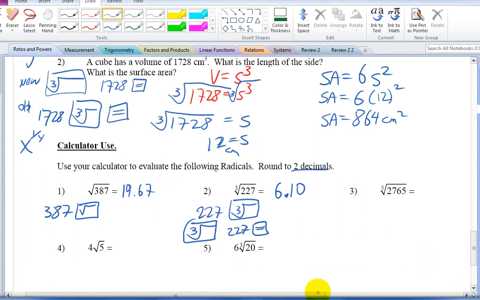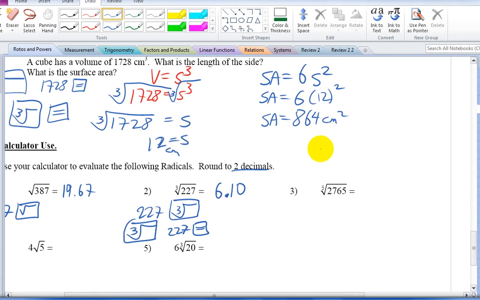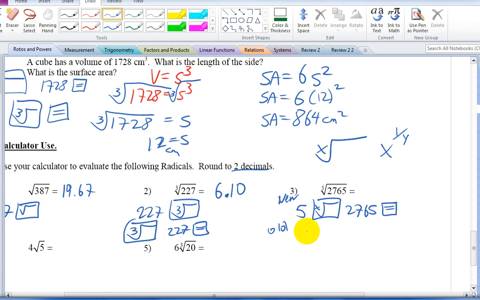Next one, now it gets harder because the index is different. So what you're looking for is a button with the x in front where that index is. Or it'd be x^(1/y). So pay attention here. New calculators, 5, x root button, 2765, equals. Old calculators, 2765, x root button, then 5, then equals.